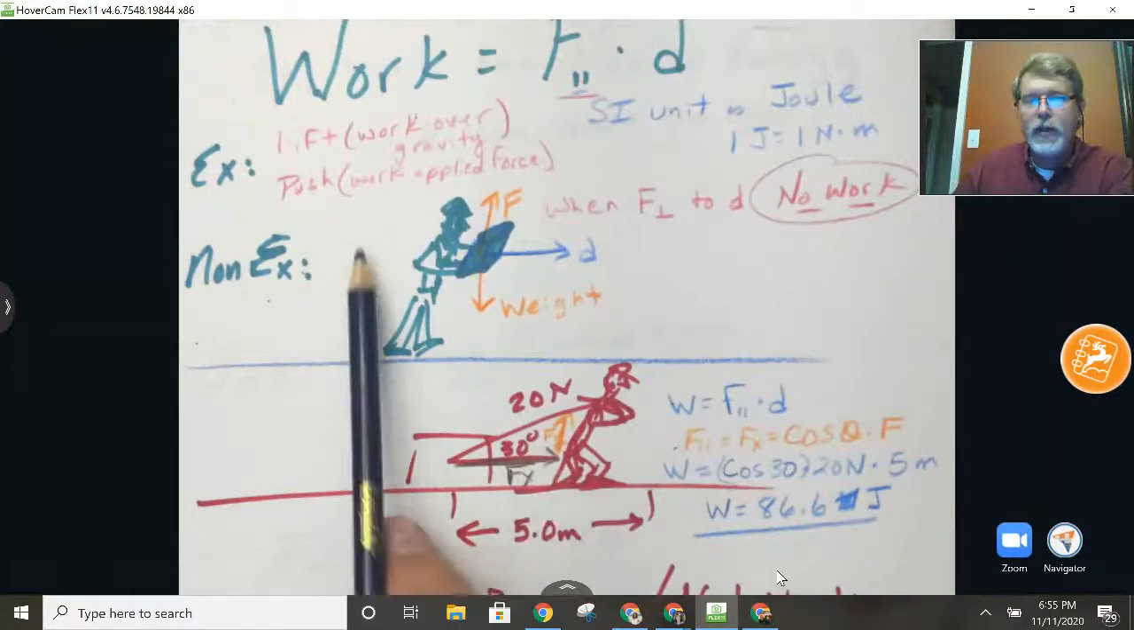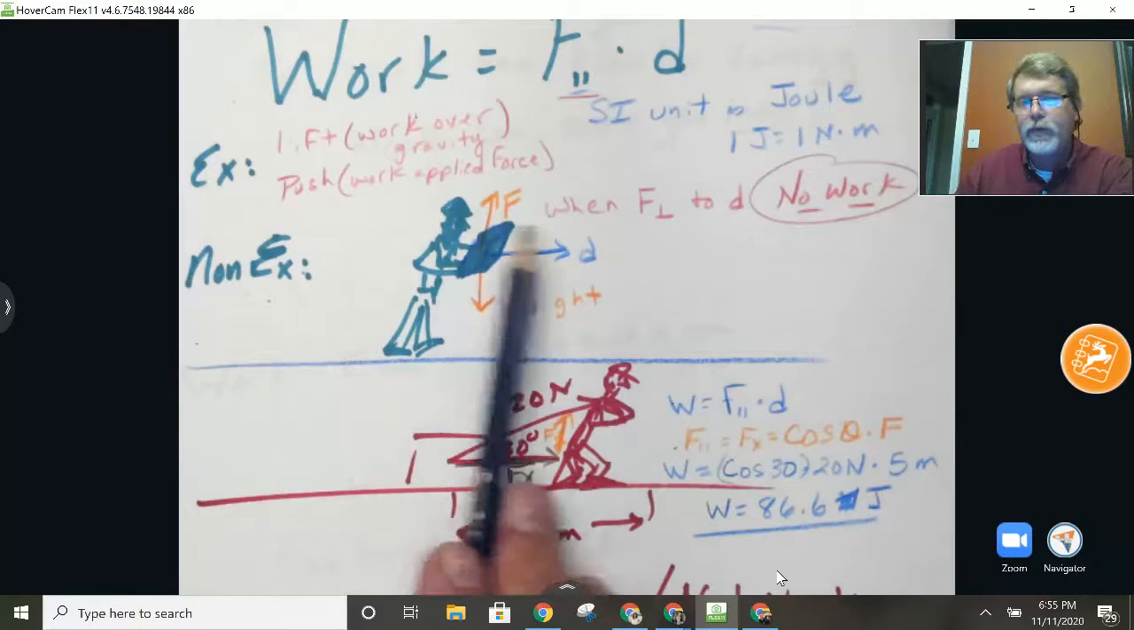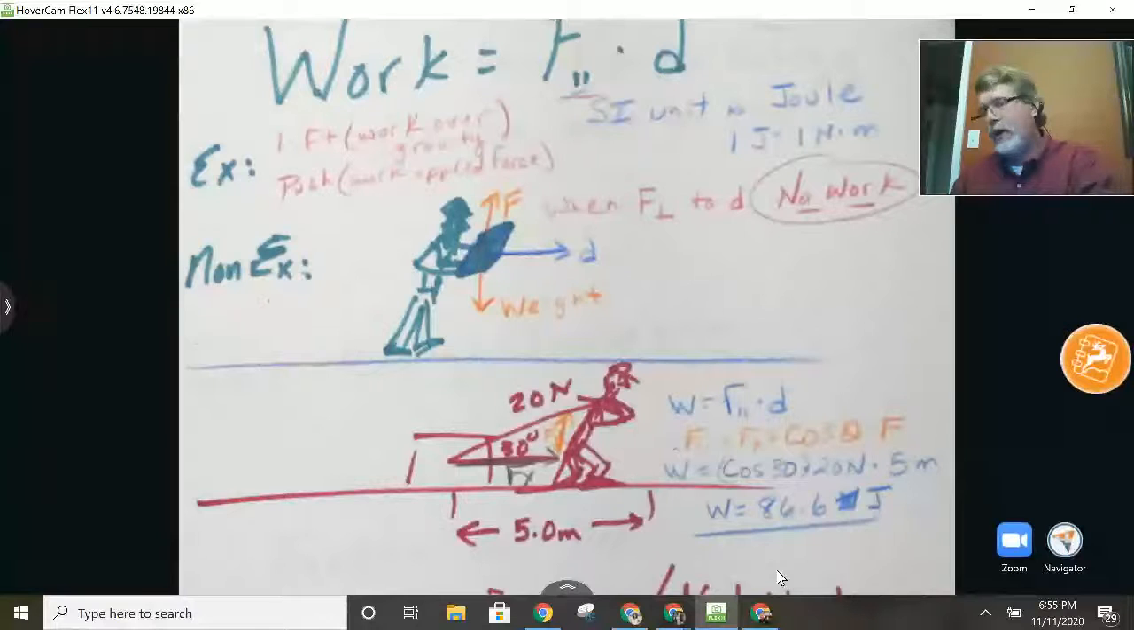So here we have examples when you're lifting or pushing. We have a non-example when the force is not perpendicular. And then what if the force is at some angle? If the force is at some angle, you have to use the component force that is parallel to it.